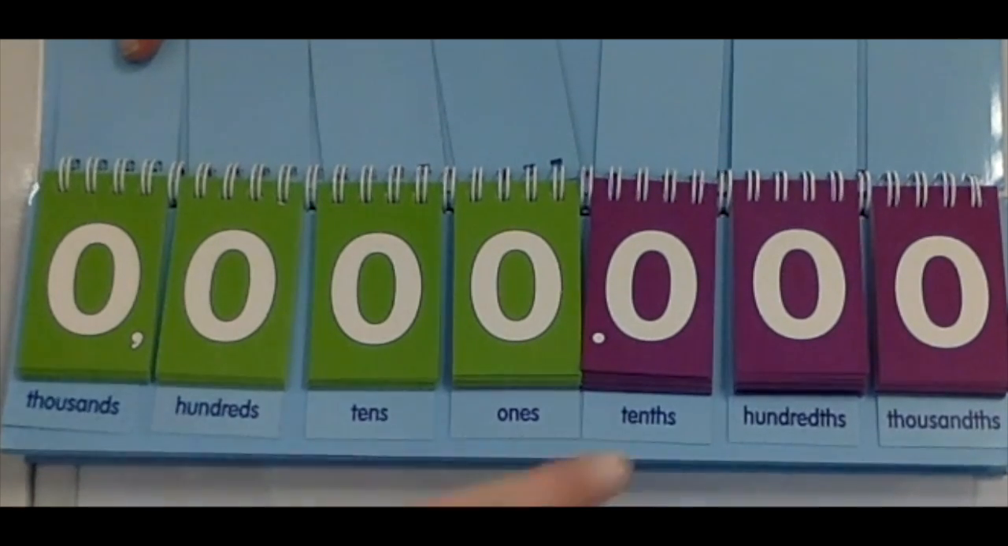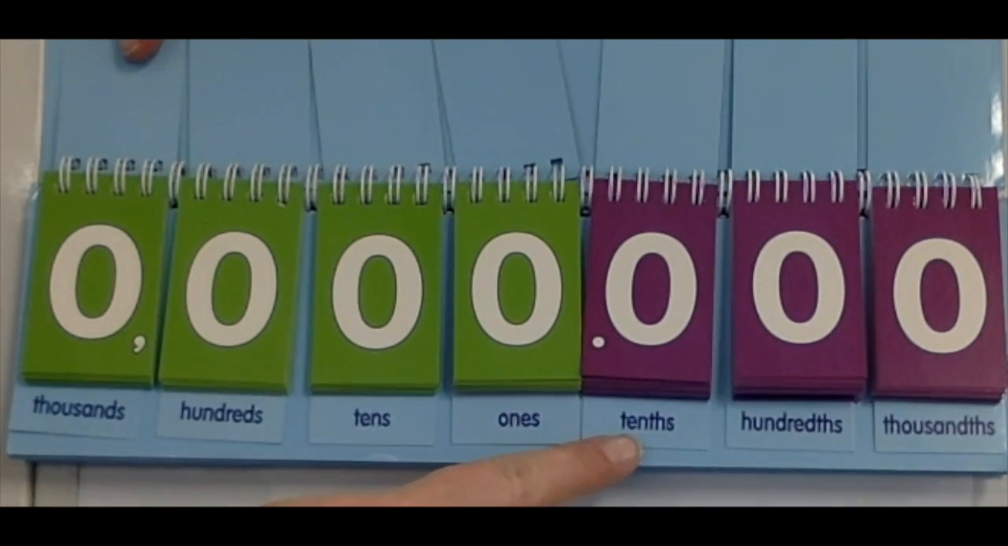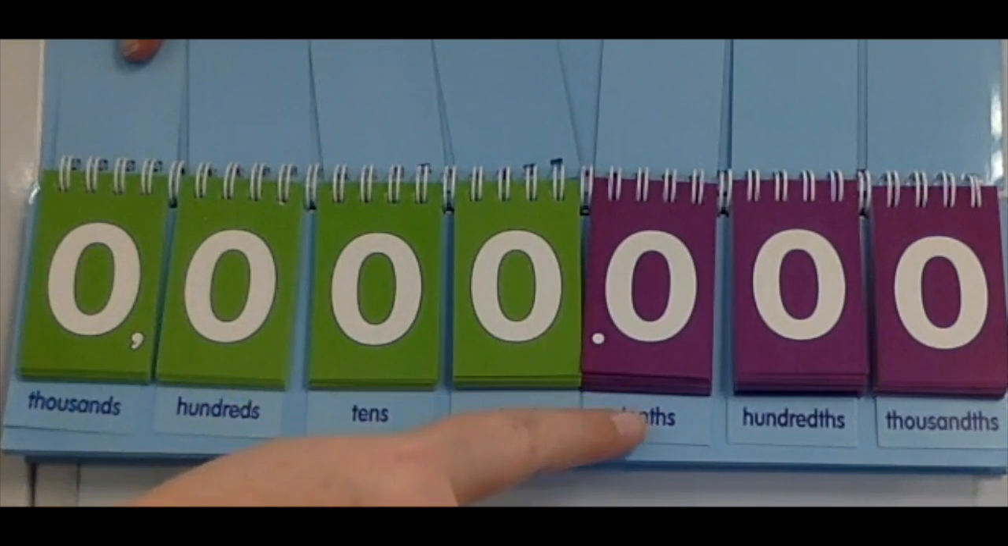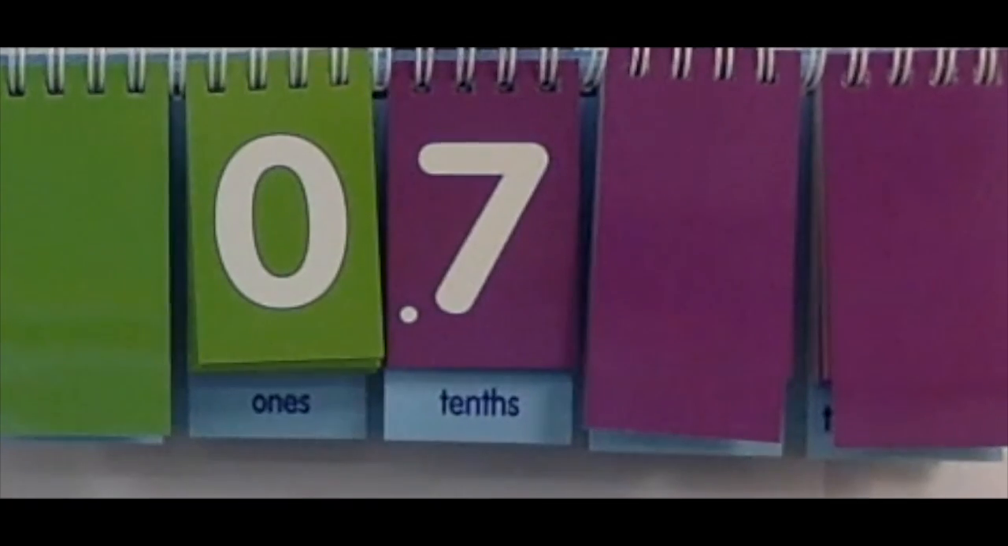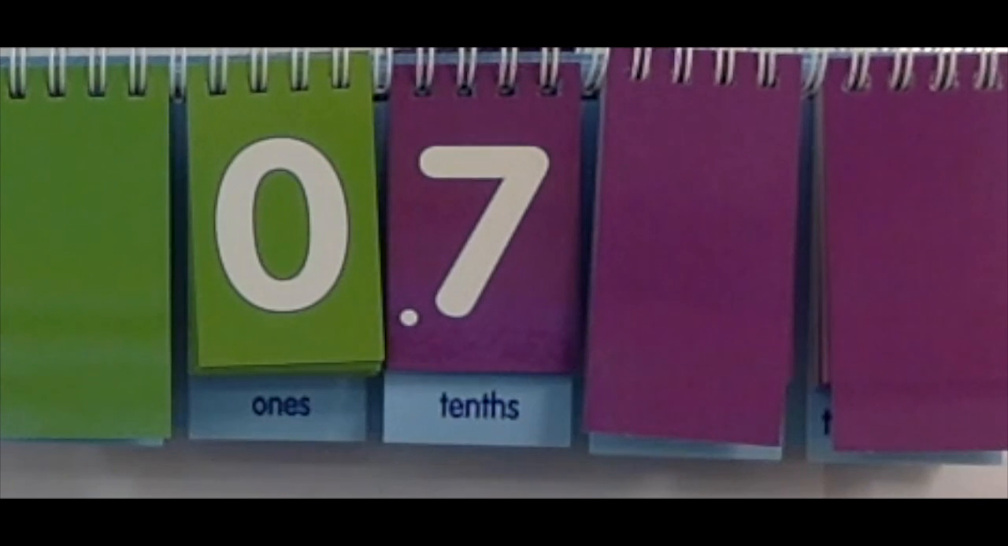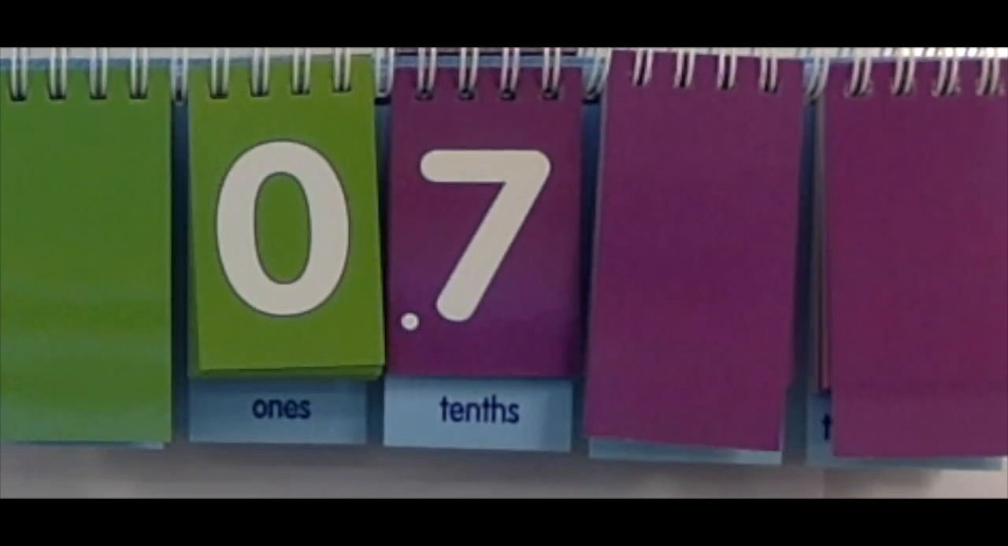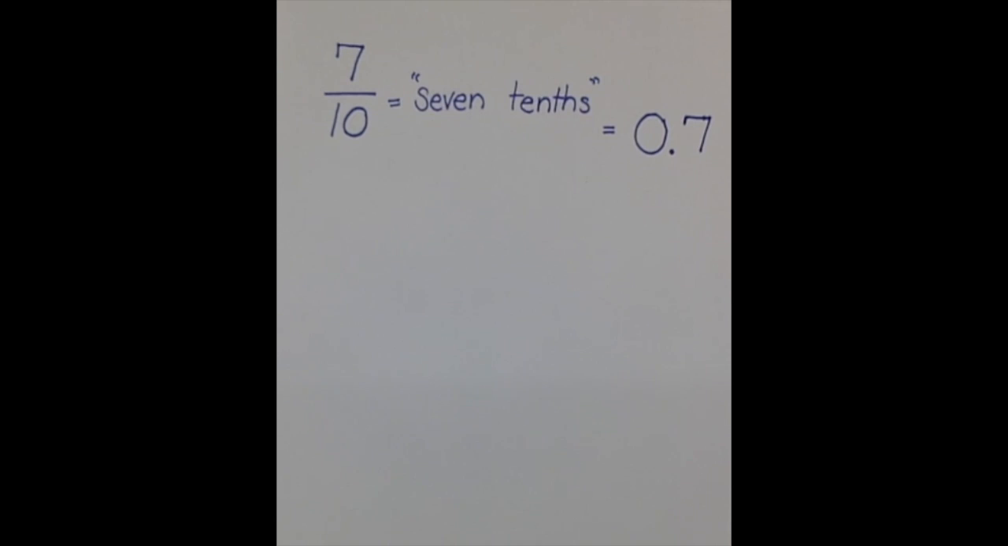Well, now I have a tenths place. Let's go ahead and put a 7 in the place that's marked tenths. Wait. Hey guys, look. There's that decimal point. So looking back at what we first started with, that 7 out of 10, or as we called it, 7/10, is also written as 0.7. It's the same thing.